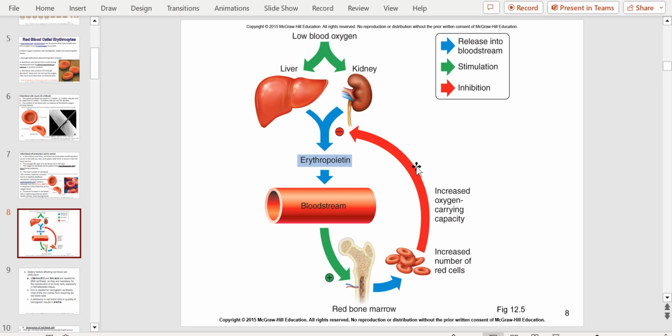Now the body has an increased oxygen-carrying capacity, which then turns this whole system off, right? Then this would shut down, then this would shut down, and away we go. All right? Beautiful little negative feedback.